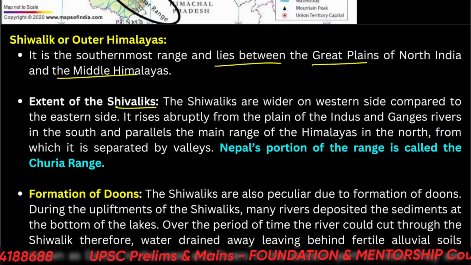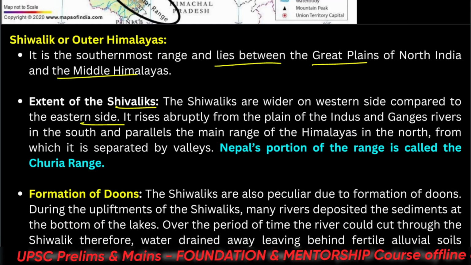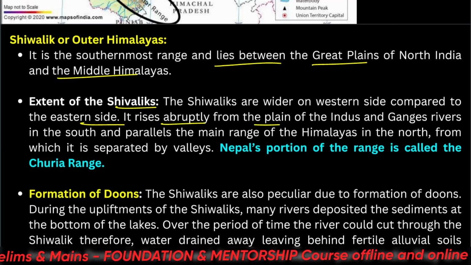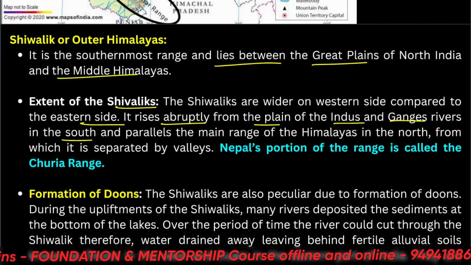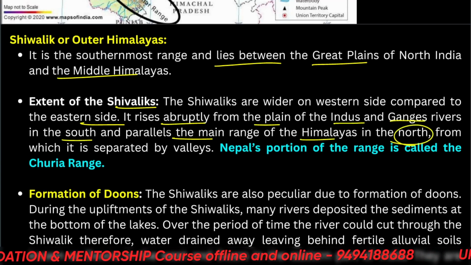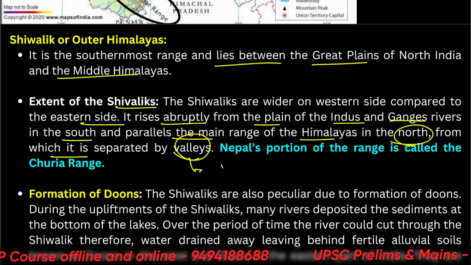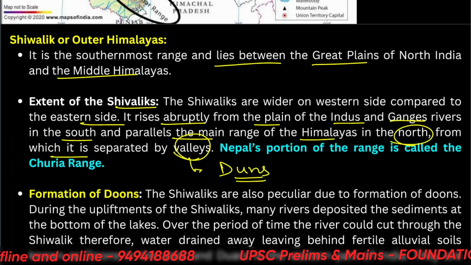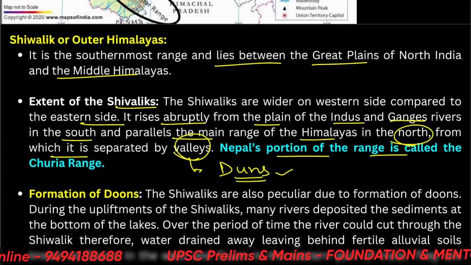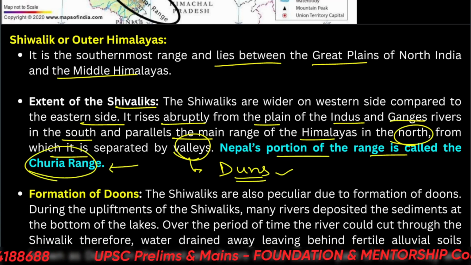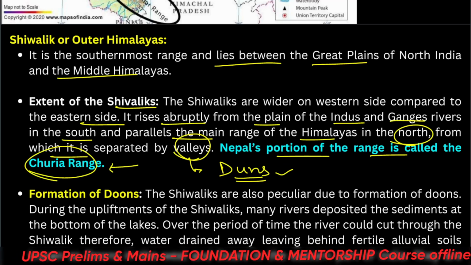So they are wider on the western side compared to the eastern sides. It rises abruptly from the plain of the Indus and Ganga river in the south and parallels the main ranges of Himalaya in the north, from which it is separated by valleys. So these valleys are known as the dunes. So Nepal portion of this range is known as the Churia range. So we will see what is Churia range. So these valleys are known as dunes.